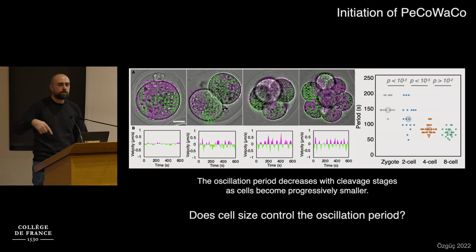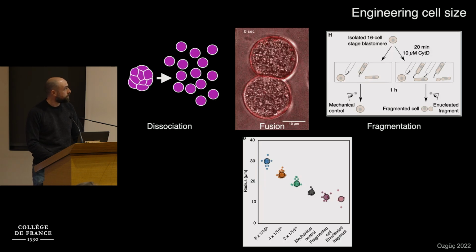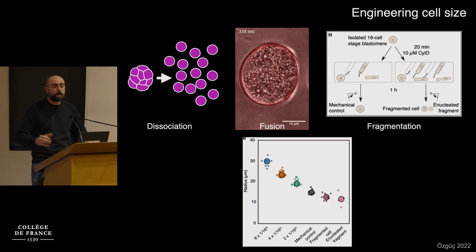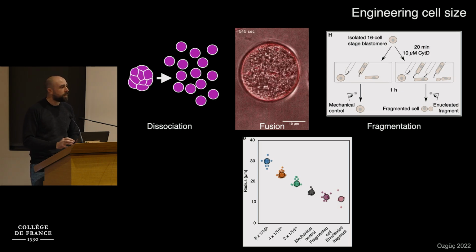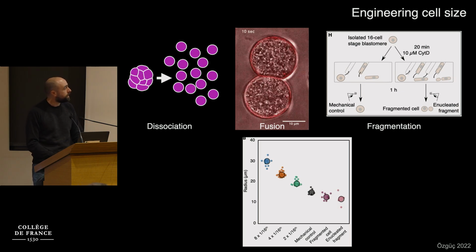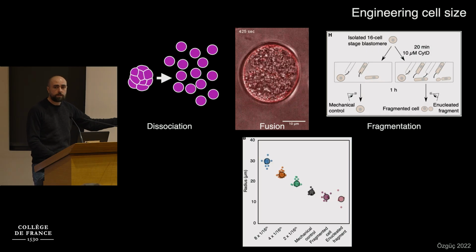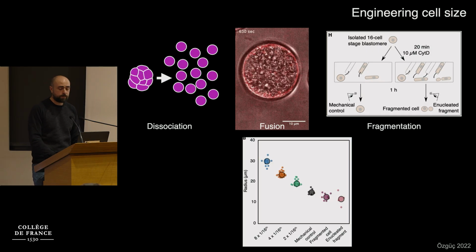And I told you this was a wave that goes around the cell. So if you just make the cell smaller, you would expect that it just goes quicker. And so we wanted to see whether cell size per se is what controls the period of oscillation. And so for this, we manipulated cell size, and we did it in different ways. We can fuse cells together to just make them bigger, or fragment them gently, mechanically. And then you can make cells of very different sizes, from 30 micron radius to about 10 in radius.